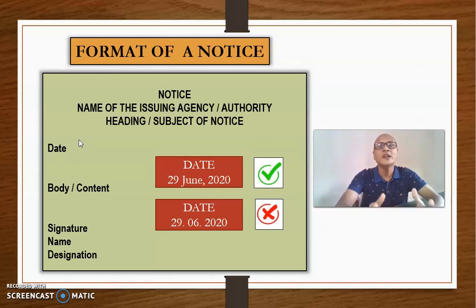Alright. And when it comes to writing the date of a notice, please remember that you have to follow this particular format of writing the date. As for example, 29th June 2020. So this is the correct format. However, if you write in this particular way, 29.06.2020, then let me tell you that it is not the correct way of writing the date in the notice. So you all have to bear this in your mind that the exact way of writing the date in a notice is always this particular format only.